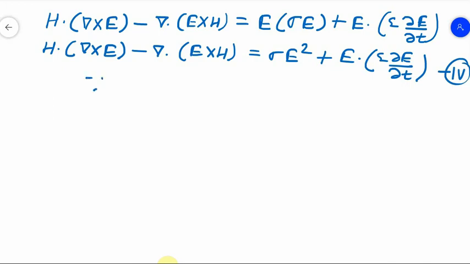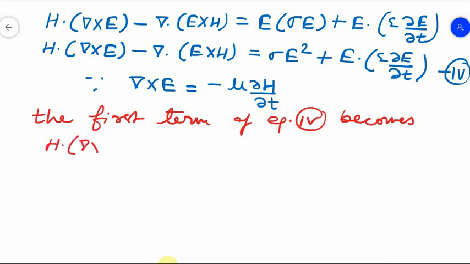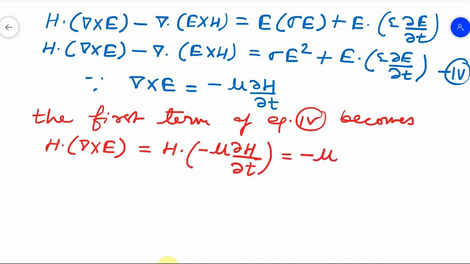Now since we have del cross E equal to minus mu del H upon del T, that we know, if we substitute this, then the first term of equation 4, H dot del cross E, only we are considering the first term now, can be written as H dot, and in place of del cross E we use minus mu del H upon del T. So it is equal to minus mu H dot del H upon del T.